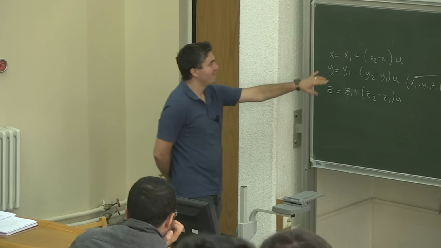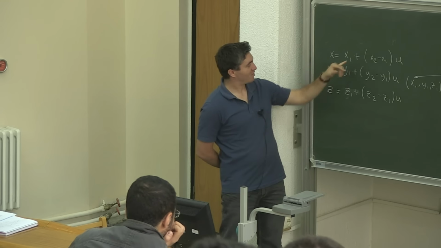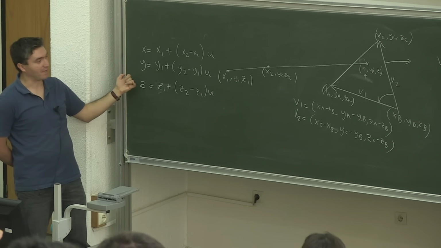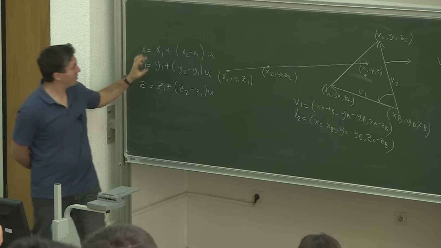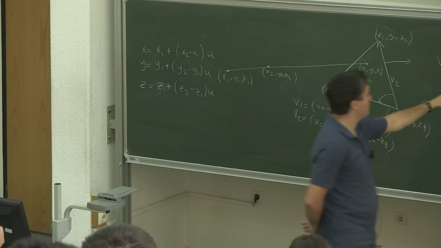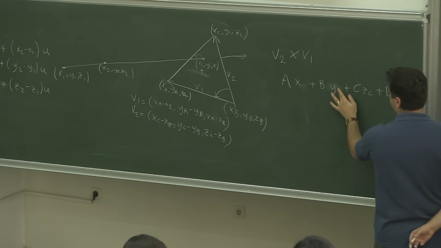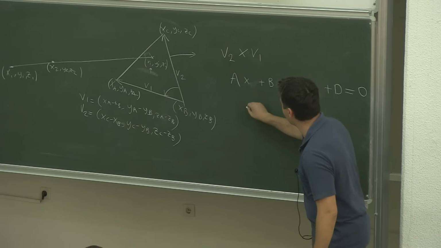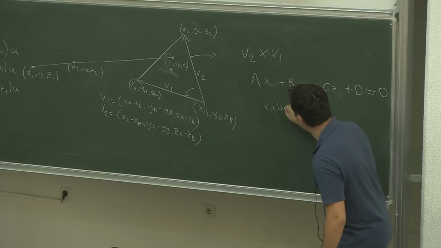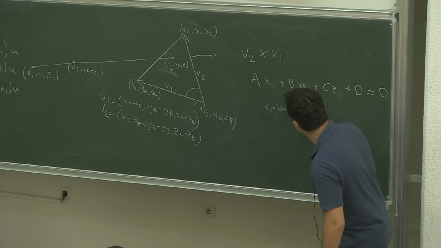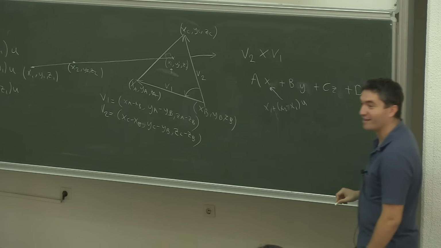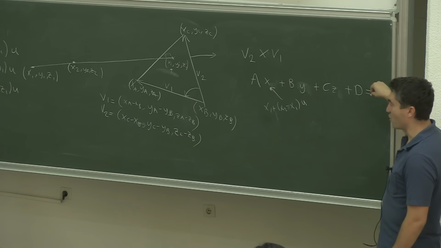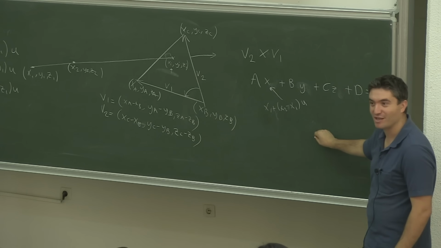Exactly. If this x, y, z is on the plane, then all I need to do is plug these x, y, z's into this plane equation. Instead of this x, I'm going to write x1 plus (x2 minus x1) u, and similarly for y and z. The only unknown in this equation will be u.